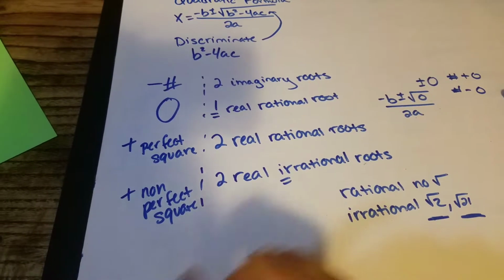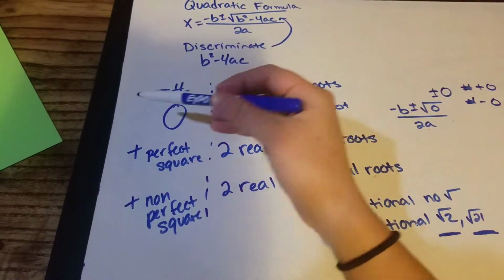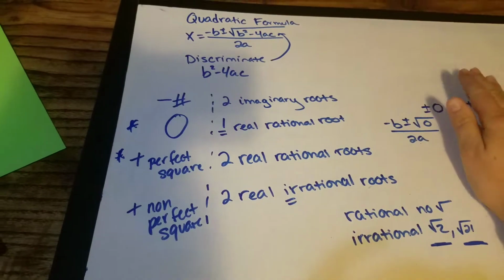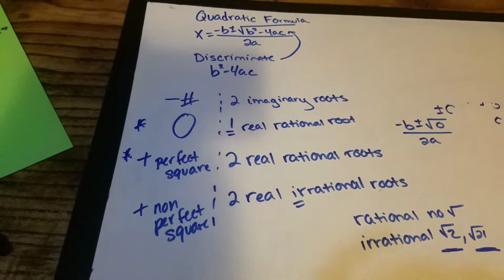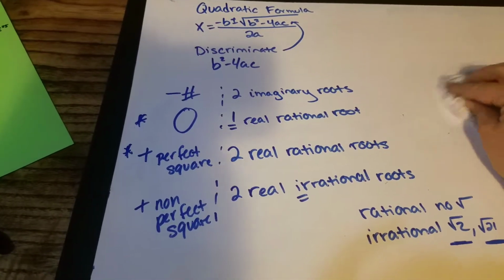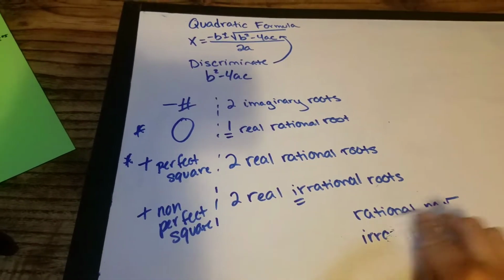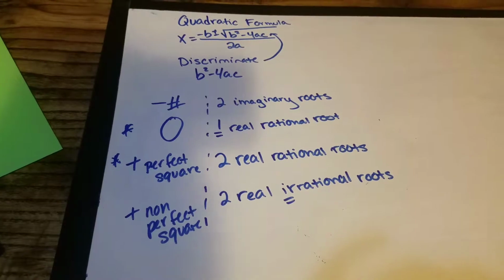Okay, so a couple things. If you end up with either a 0 or a perfect square, you can solve by factoring. So if you'd rather go back and solve by factoring, you can do so. I always tend to check if it's factorable first.